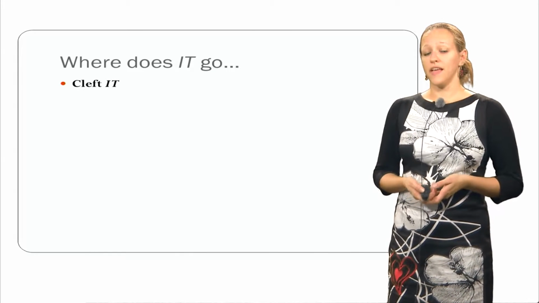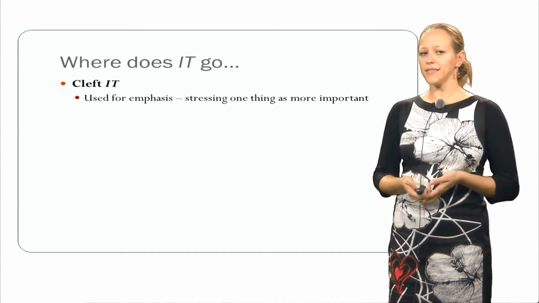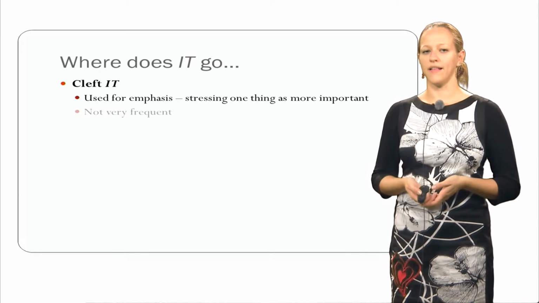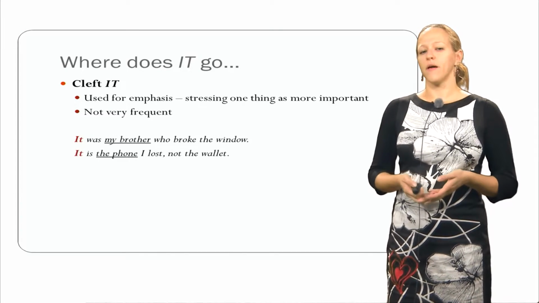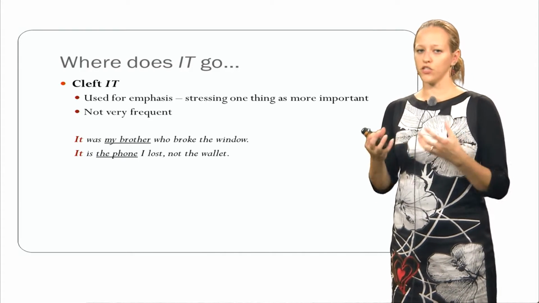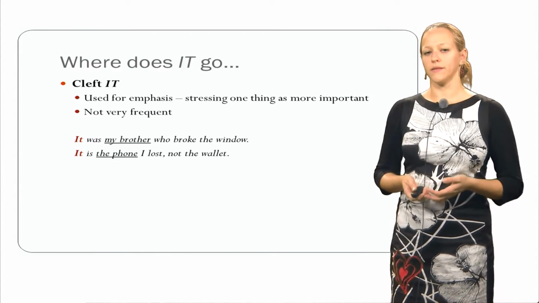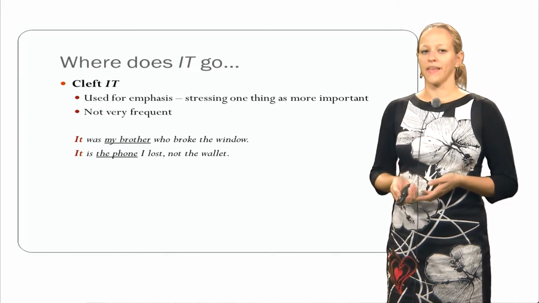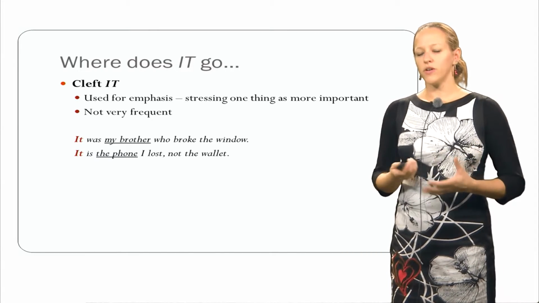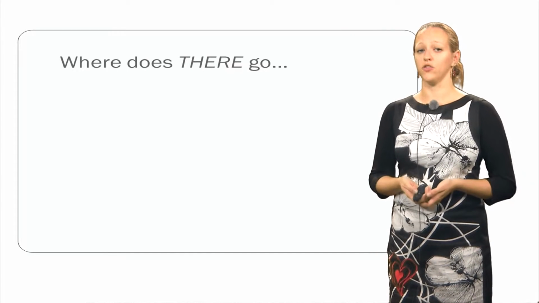The last flavor of it is cleft it. And you really don't have to worry about this too much because it's not that frequent, but it's used for emphasis. So if you want to stress one thing more than the other. So for example, it was my brother that broke the window. In spoken language, you would put a stress on that. It is the phone I lost, not the wallet. So you're stressing something with this cleft it. But as I said, it's not very frequent, so you can use it to stress something in your narrative or in your speech, but you don't have to worry about it too much.